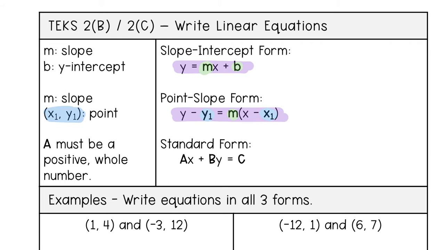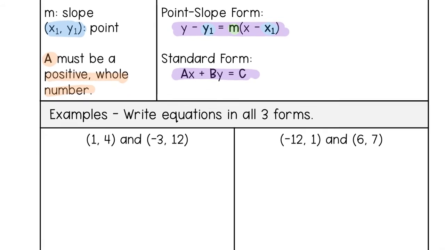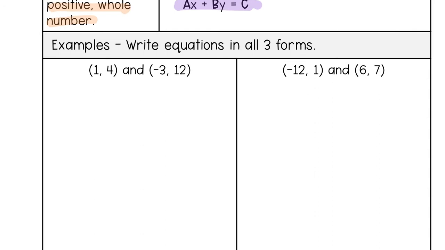Right, and then the third type is standard form. Standard form kind of just comes naturally after you start simplifying everything. The one thing that you do need to remember is that a has to be a positive whole number. And again, all three of these are going to be on your STAAR formula chart, so you don't have to remember them. You just have to know how to use them. Okay, so we have two examples. I want to write the equations in all three forms.